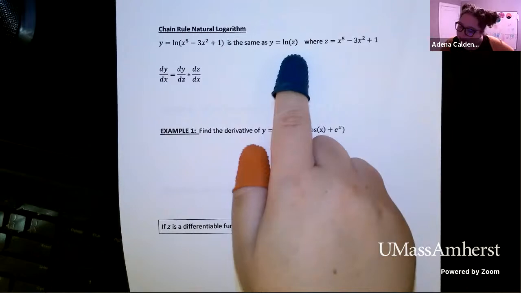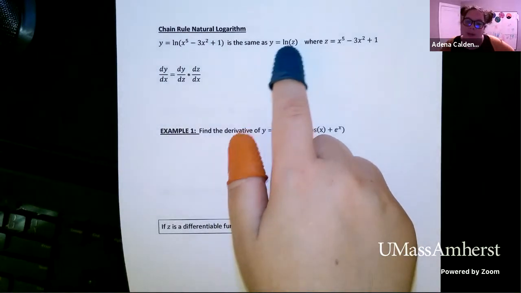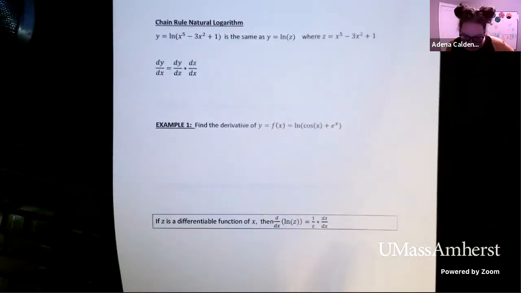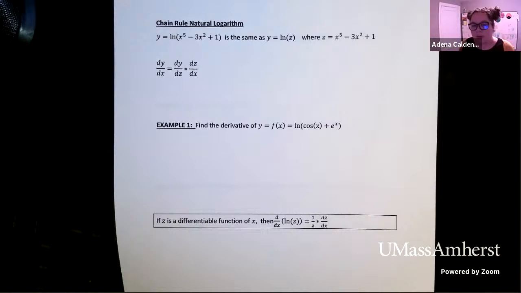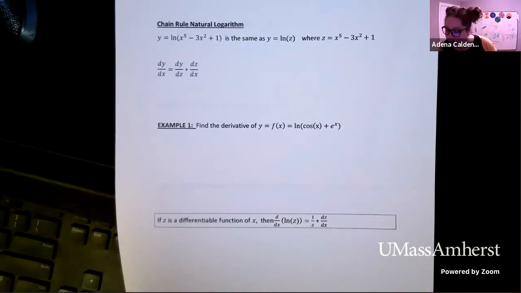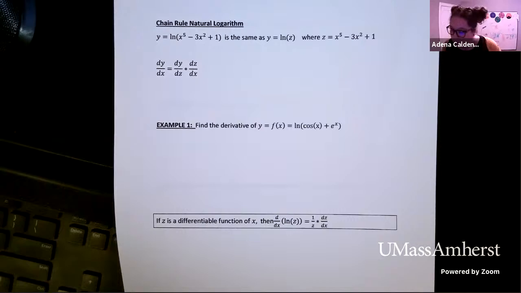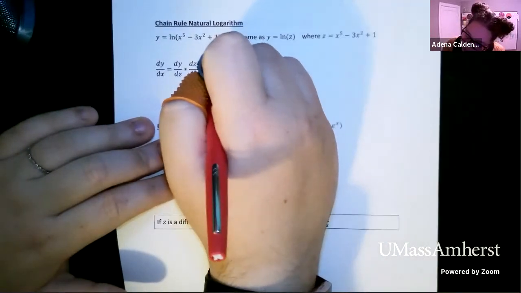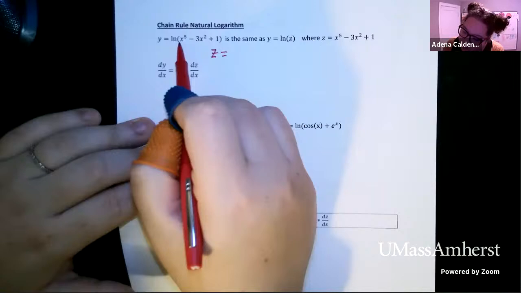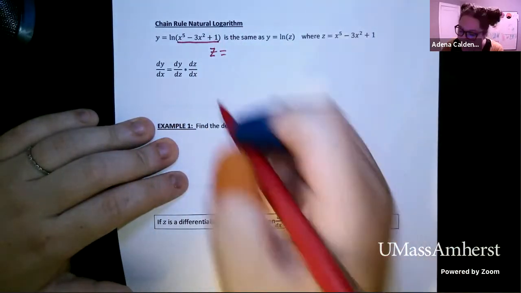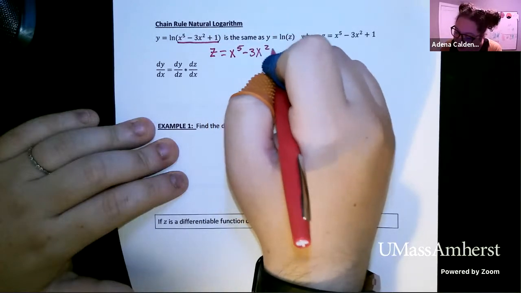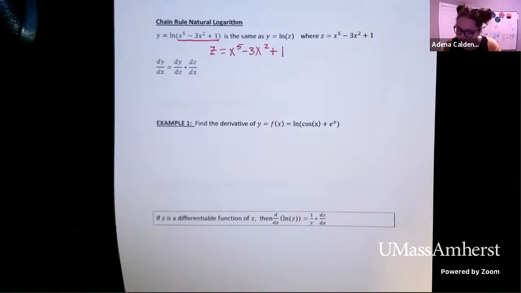So again, here's an example, right, where we have something complicated inside the natural log. And again, we want to simplify it by substituting in a z and figuring out what our z is going to look like. So when we think about a composite function, the inside function here would be this x to the 5th minus 3x squared plus 1. So we start again with our z substitution, so we can see what's going on in the background. And when we pick our z for natural logs, your z is going to be whatever's inside the natural log argument. So we have x to the 5th minus 3x squared plus 1.